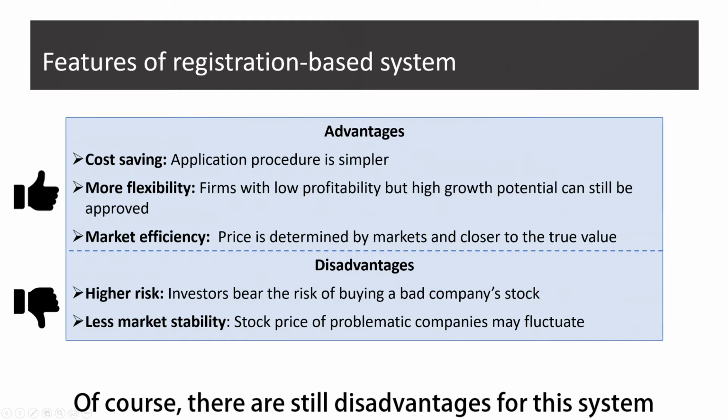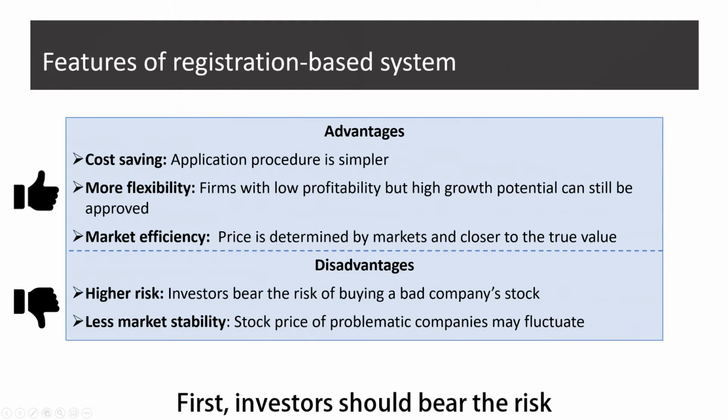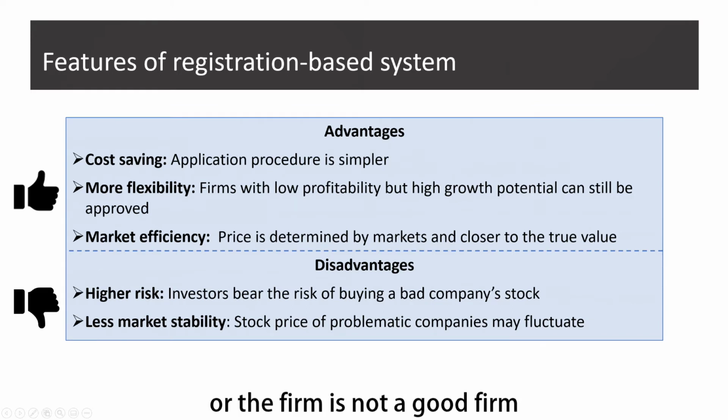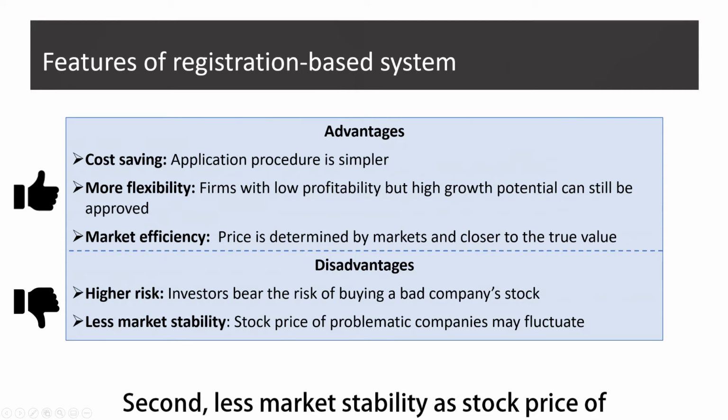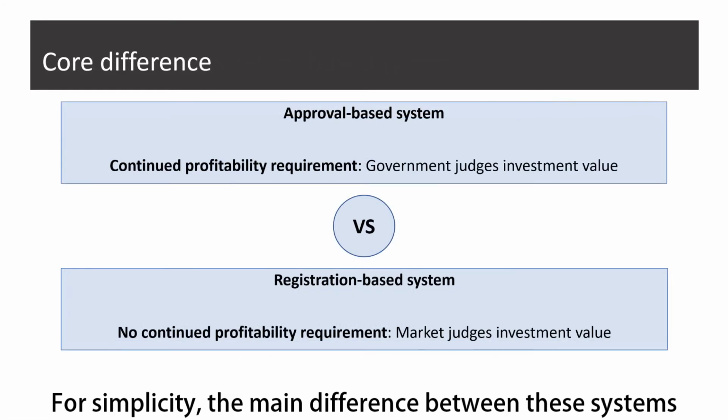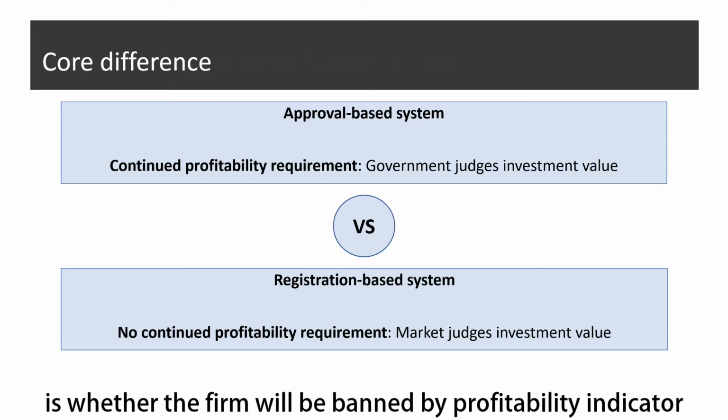Of course, there are still disadvantages for this system. First, investors should bear the risk, as the firm may close down in the near future or the firm is not a good firm. Second, less market stability, as the stock price of a problematic company may fluctuate. For simplicity, the main difference between these systems is whether the firm will be banded by a profitability indicator.